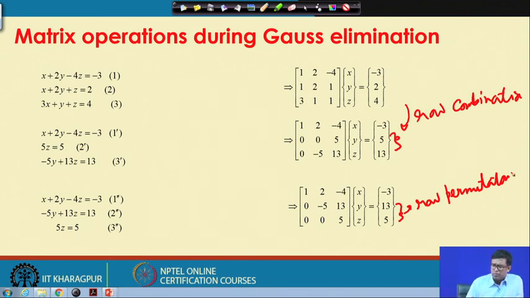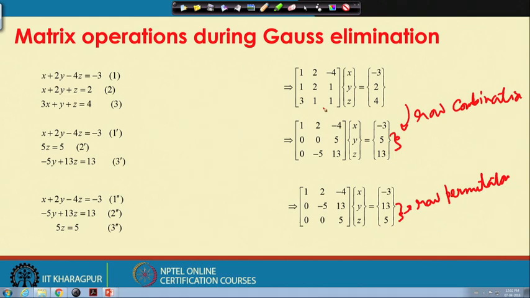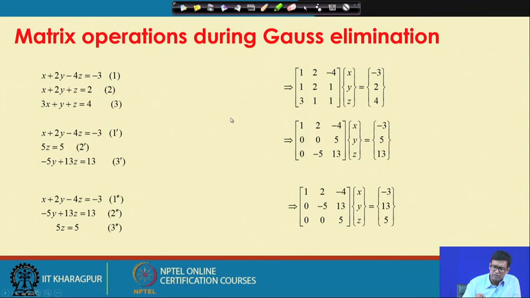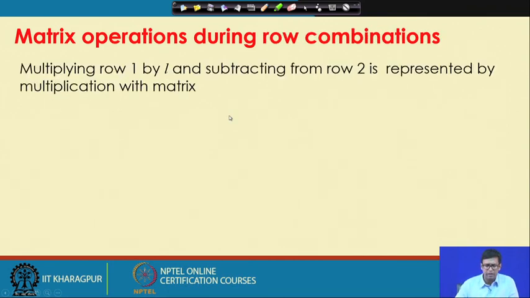Now, what is a row combination operation? Like subtracting the first row from the second row, and multiplying the first row by 3 and subtracting from the third row. So, it is multiplying one row by some constant, it might be 1, it might be some non-zero constant, might be minus 1 if we add 2 rows, might be 3 or something, and then subtracting it from another row. And we can see that multiplying row 1 by L and subtracting it from row 2 can be represented by a matrix multiplication.